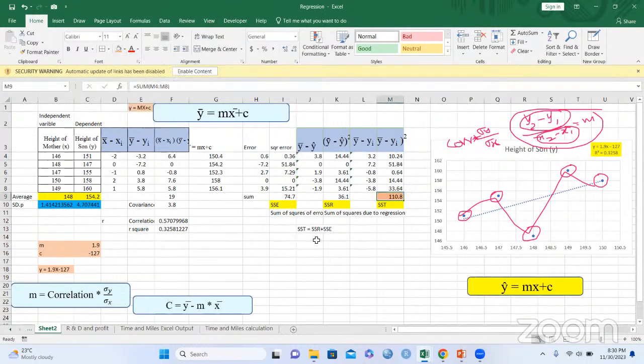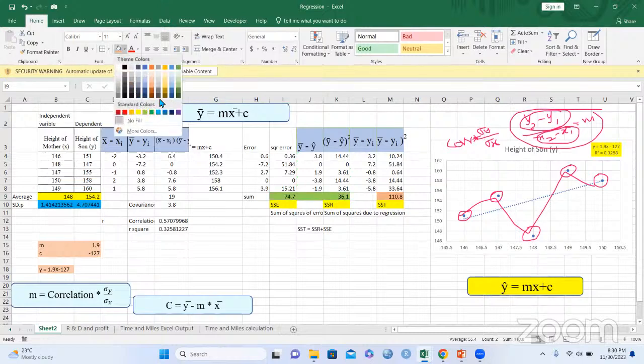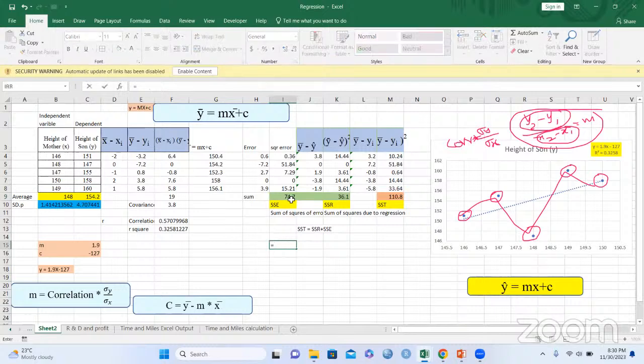If you add these two values, that should be equal to this one. So this value plus this value is 110.8, right? And we have got 110.8 here. Is that clear? Because if we get this, then we are sure that we have done the problem correctly.